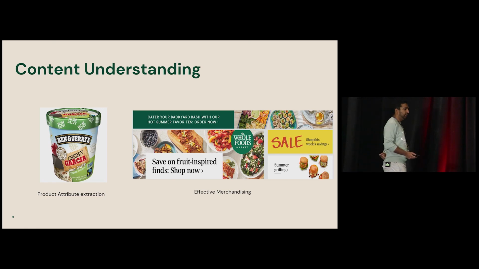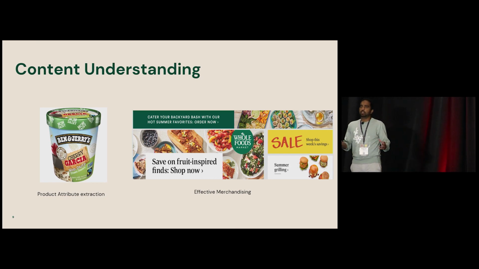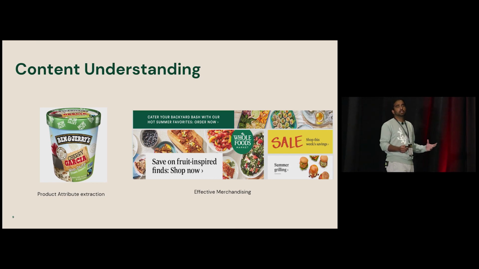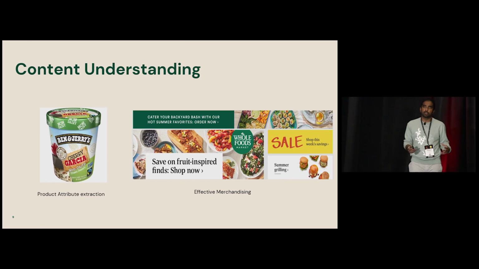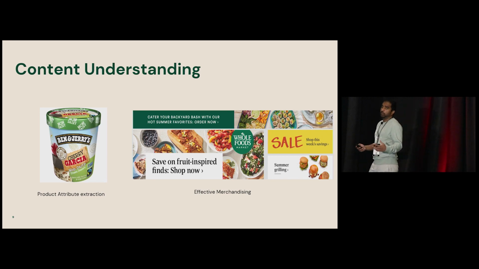Take an example like summer grilling that shows up on the page here. To create something like that, you would need a human to say, now this is summer, so let me create a collection called summer grilling. Let me find an image for it, some text for it, and figure out the products that need to go in. This is a very cumbersome process. But if you give enough context to the LLM, it can pretty much generate everything.